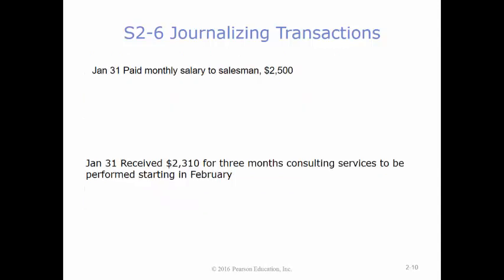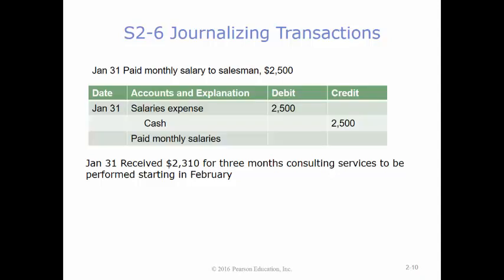So to record this transaction, we're going to debit utilities expense for $220 and we're going to credit utilities payable for $220. It says on January 31st that we paid monthly salary to salesmen $2,500. So this means that we paid an expense, which is salaries expense, and we actually paid it. So this is going to be a credit to cash. This is not going to be a payable for the future. So we're going to debit salaries expense $2,500 and we're going to credit cash $2,500.